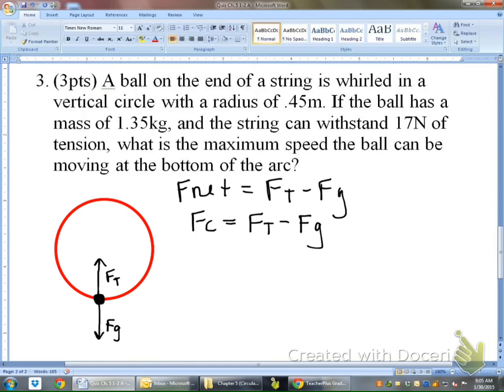All right, so our centripetal force here, we're looking for maximum speed, right? So we need to plug in for our centripetal force equation mass times v squared over r. Okay, because we want to solve for a velocity as speed. So we need to make sure that we have a v in there. Force of tension was given to us, right? What's our force of tension? 17. And our force due to gravity is going to be what? Well, our force due to gravity is mass times gravity. So we need to take the 1.35 times 9.8.